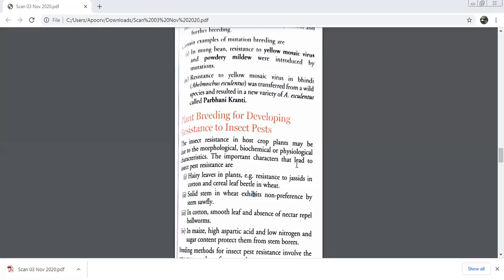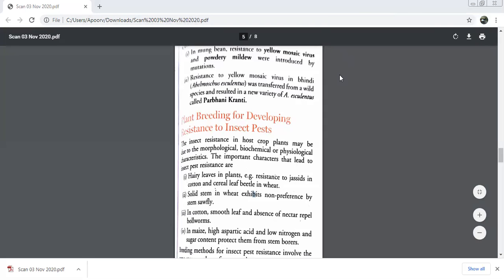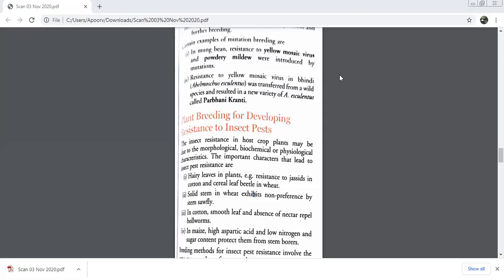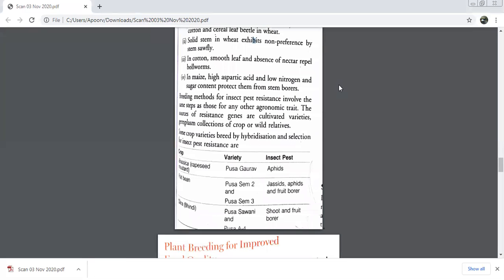So we were reading about plant breeding for developing resistance to insect pests, hairy leaves in plants, resistance to jassids in cotton and cereal leaf beetle. This is what we had done, children. One minute, two minutes left for the class. We are going to discuss very quickly what we have done today. A quick revision is also needed. We need to do this very quickly. What is it? Plant breeding for insect pests.